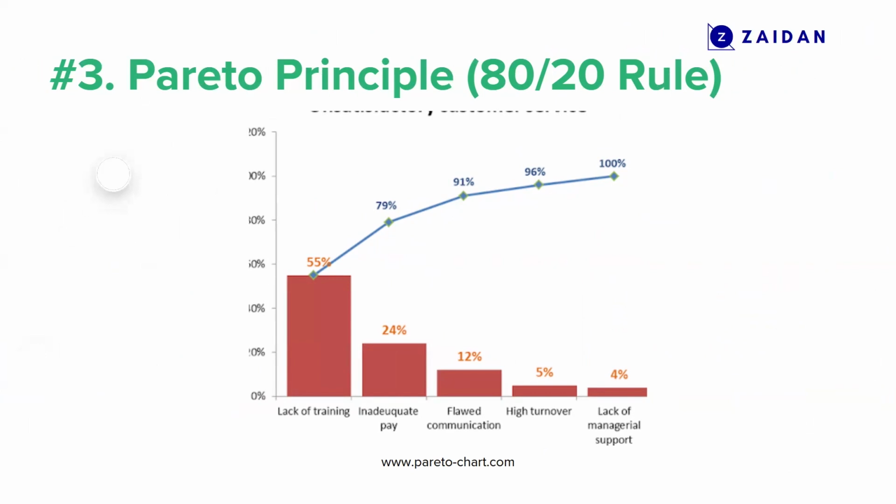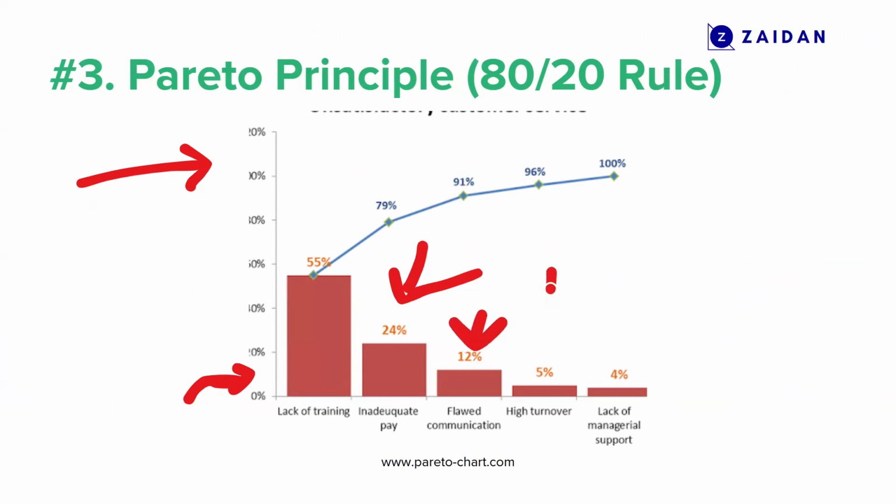Now, here we have an example of unsatisfactory customer service. Now, these are the possible causes that are creating unsatisfactory customer service: lack of training, 55%, inadequate pay, 24%, flawed communication, 12%, high turnover, 5%, and lack of managerial support, 4%.